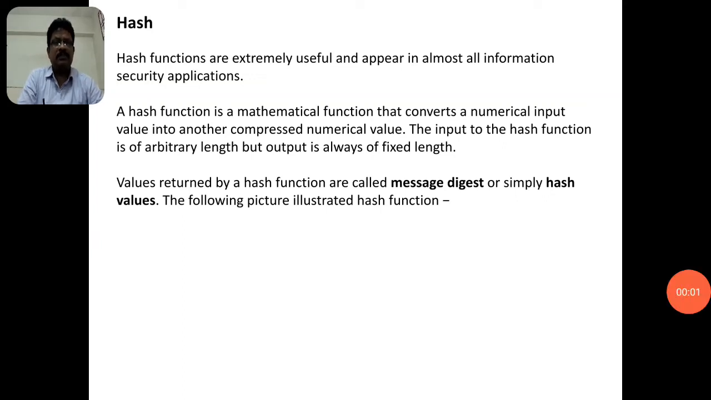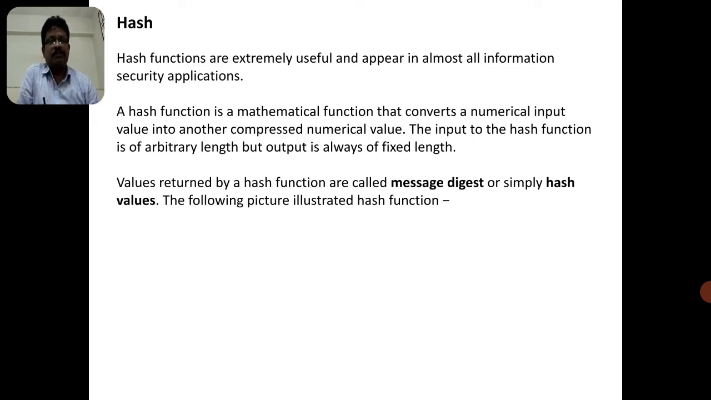Hi students, today I am going to discuss hash functions. In authentication functions, there are three important functions in cryptography. The first one is the MAC function, the second one is message encryption, and the third one is the hash function. Coming to message encryption, the ciphertext of the entire message produces its authenticator.